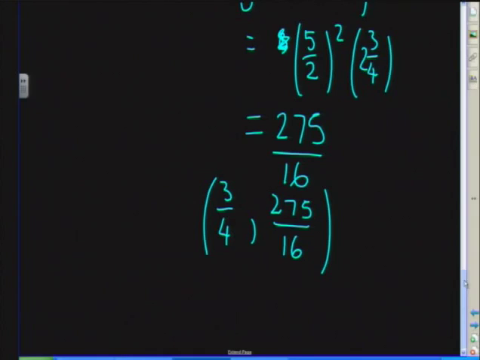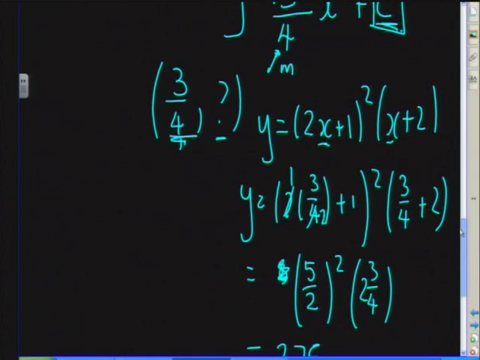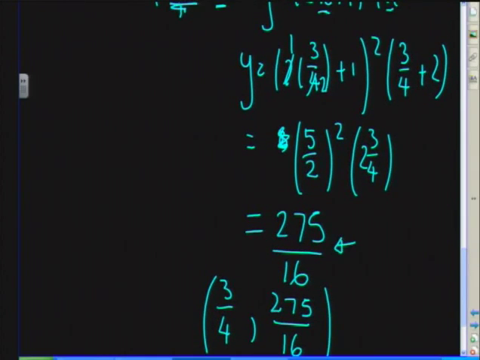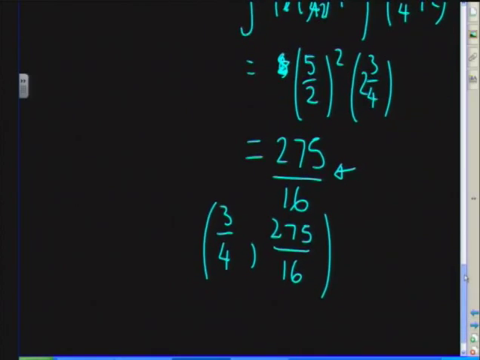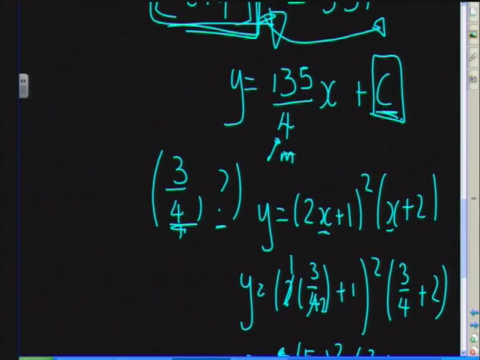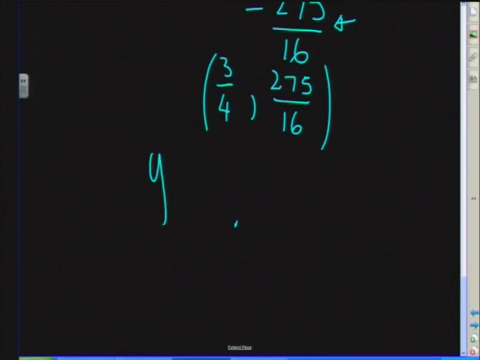Okay. So what did I do? I used the 3 over 4, put it back into the equation of the cubic graph. That helped me to find the y coordinate. Now that I've got the y coordinate and the x coordinate, and remember before we saw that the gradient was 135 over 4, I can find the y-intercept by substituting everything back. So it now looks like this.